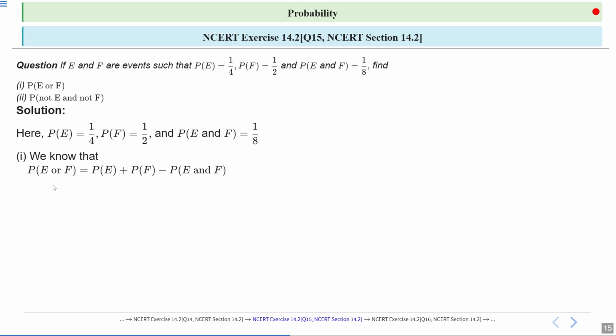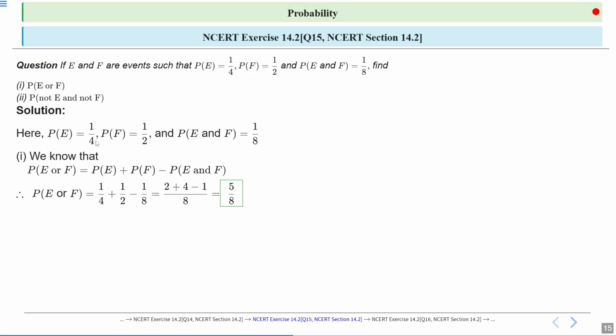Okay, so you can rewrite this formula as probability of E union F equal to probability of E plus probability of F minus probability of E intersection F. Okay, so using this formula we can find probability of E or F. Clear? So just put the given values.